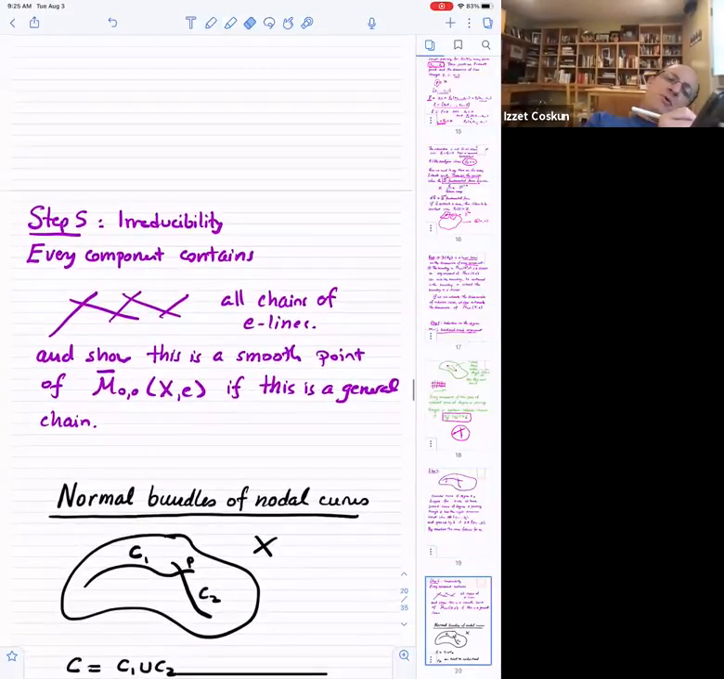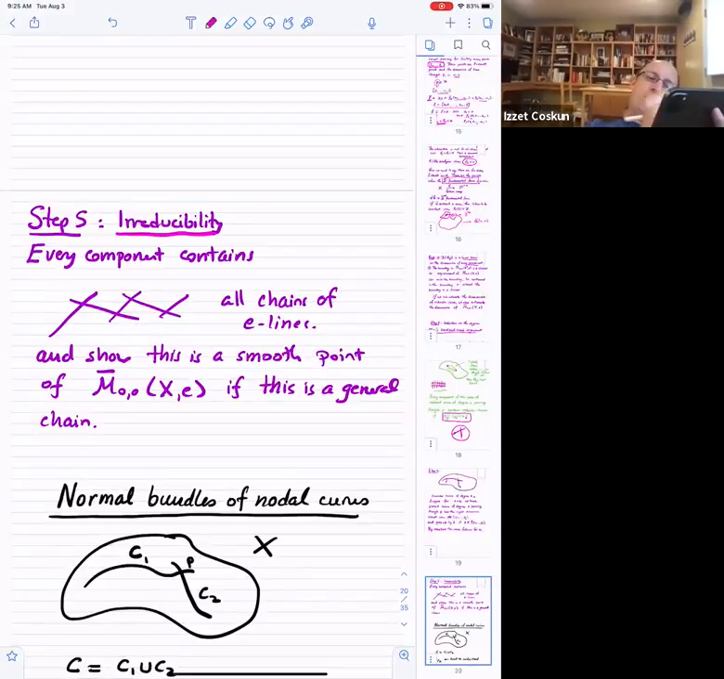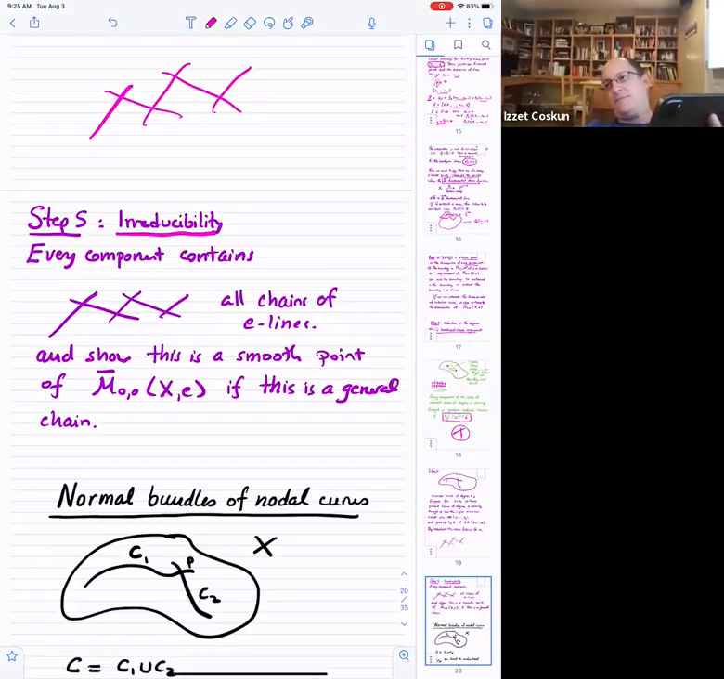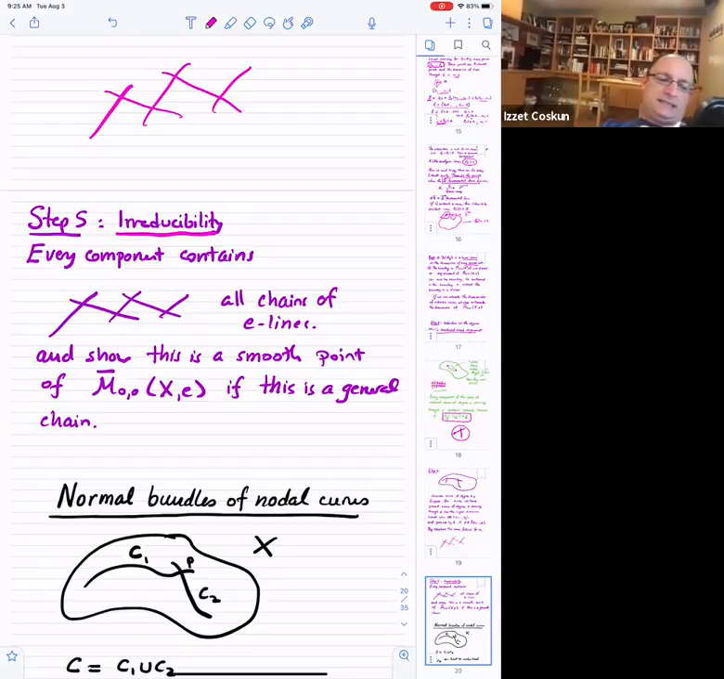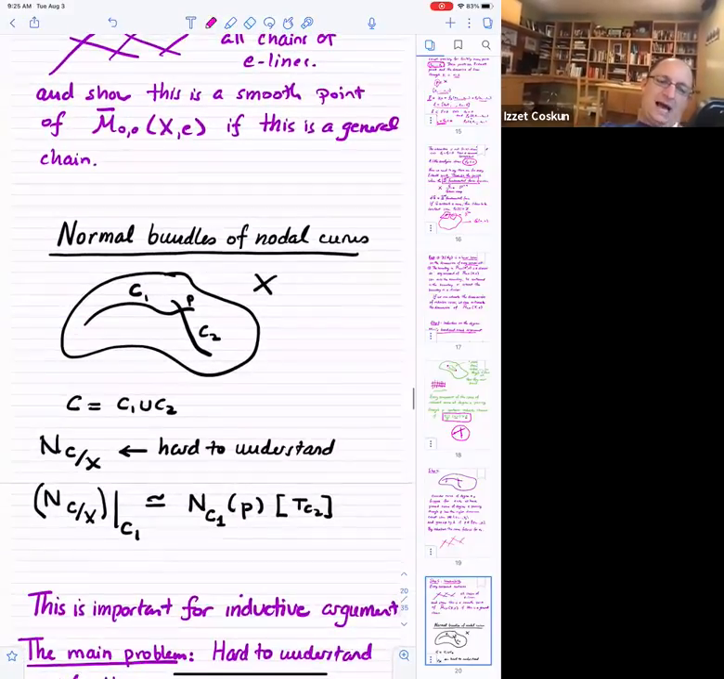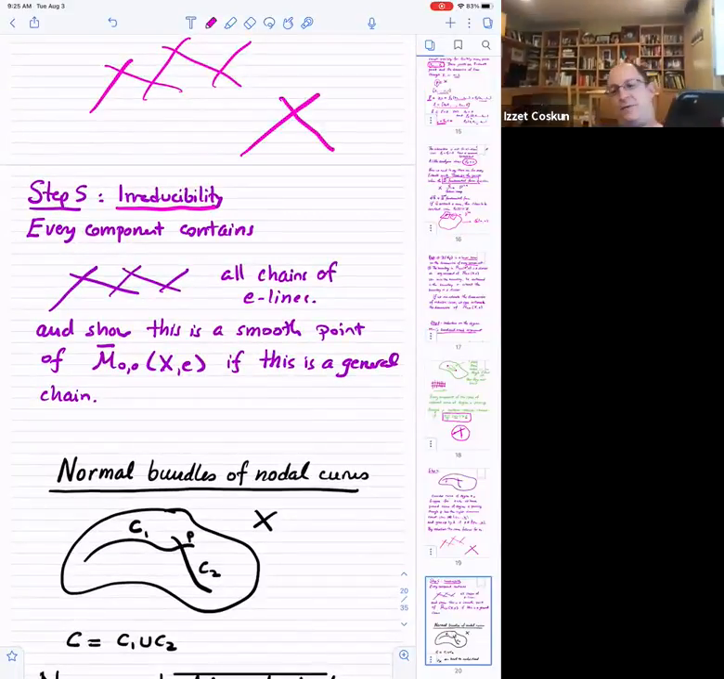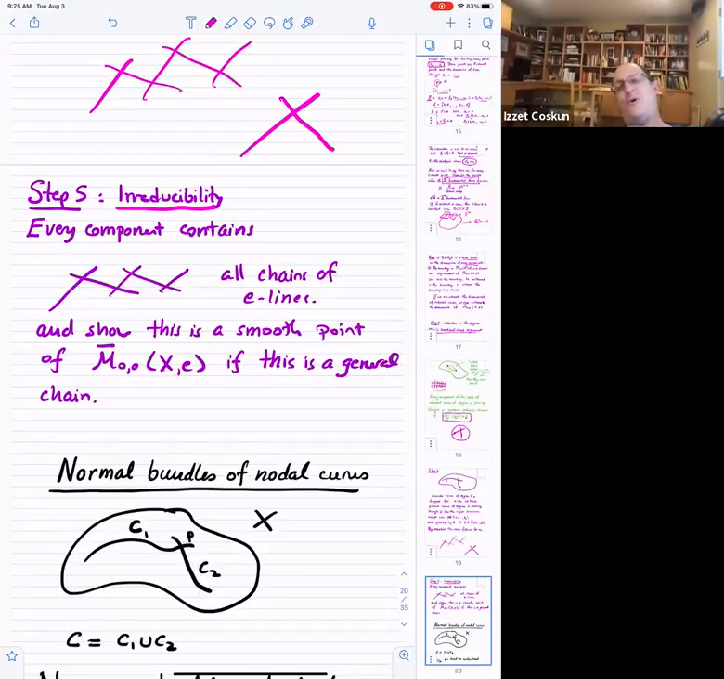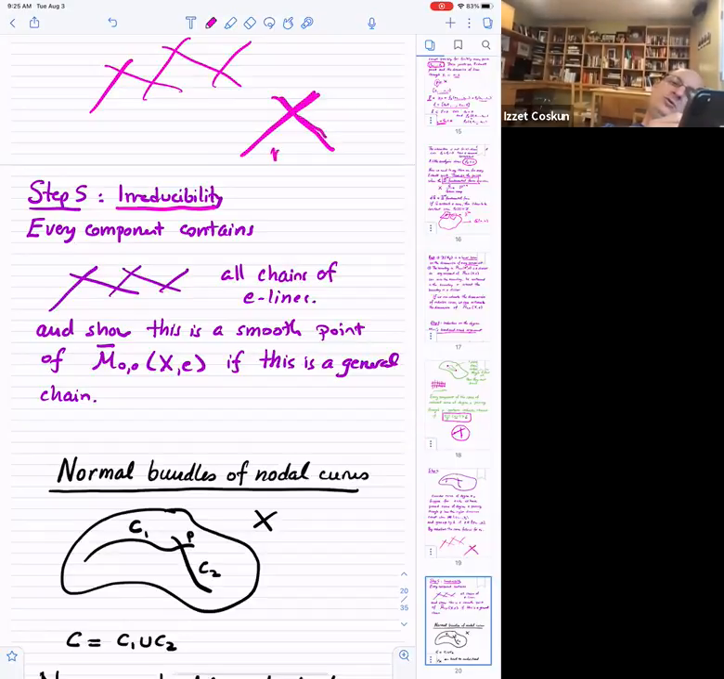And a final point about the irreducibility: how do you get the irreducibility? In fact, what you show is that all components have to contain the union of chains of lines. And the reason I'm bringing this up is that very often in studying these things, what you need to understand is, if you have a reducible curve, what is the normal bundle of that? So far we've been talking about a smooth curve and its normal bundle. But what happens if you have a nodal curve like this? What is its normal bundle?